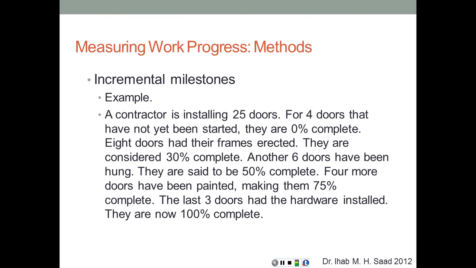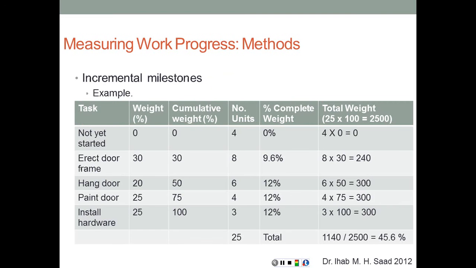Now if I want to know what's the total progress of that activity of hanging these and installing these 25 doors, here's the example. So for the activity not yet started, 4 times 0 is 0. We can consider that the total weight is 25, which is 25 doors, times 100 points for each door, so a total is 2,500 points.